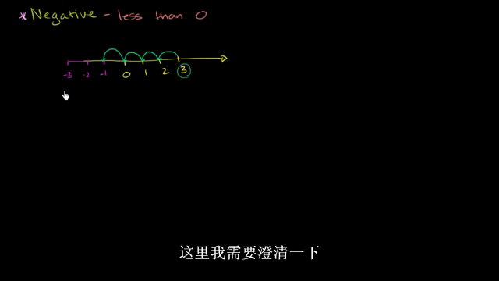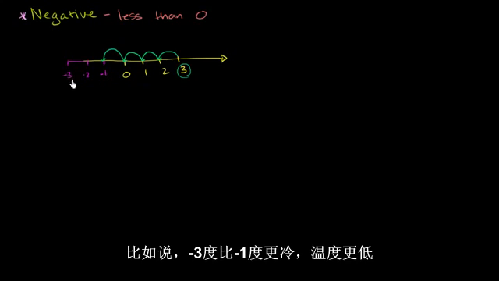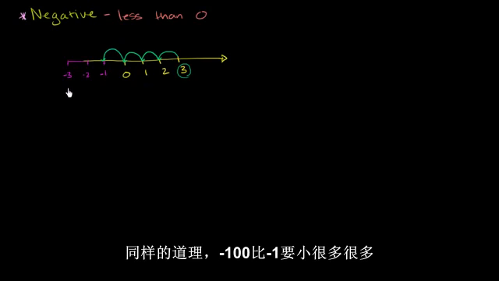But I want to make it very clear: -3 is less than -1. At -3, there is less heat in the air than at -1. It is colder. There's less temperature there. So let me make it very clear: -100 is much smaller than -1.